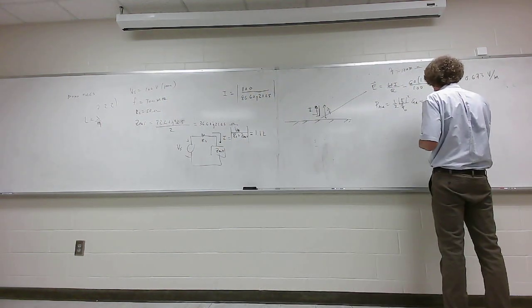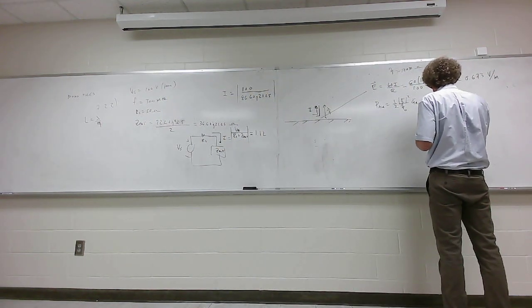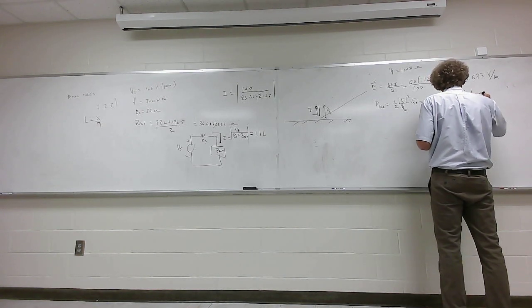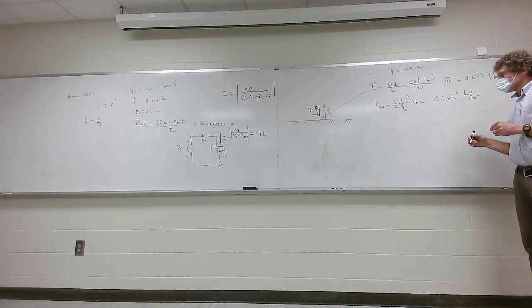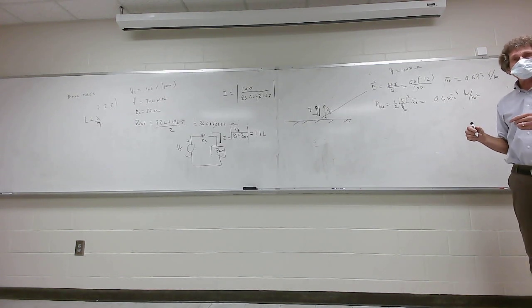6.6 times 10 to the negative 3. So 0.6 times 10 to the minus 3, and that would be watts per meter squared. You guys getting that? 6 times 10 to the minus 4? Y'all getting it? Okay, good. So that's the average power density. How do we calculate the radiated power now?